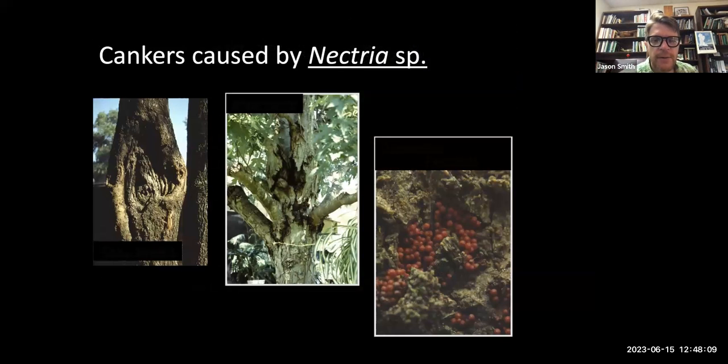There's a number of other cankers caused by Nectria species. I mentioned some of these earlier when I was showing you the oaks, but we get what are called target cankers very commonly on live oaks, sometimes on maples and other hosts, and these are typically found associated with trees that have been stressed from one thing or another. Broken branches are good spots where the new infections occur. And then sometimes you see these red fruiting bodies, what are called perithecia, near them.